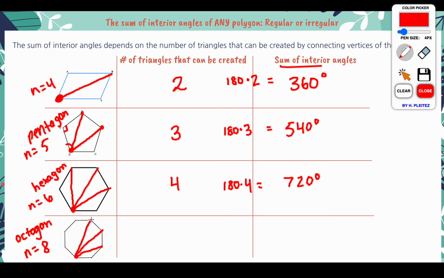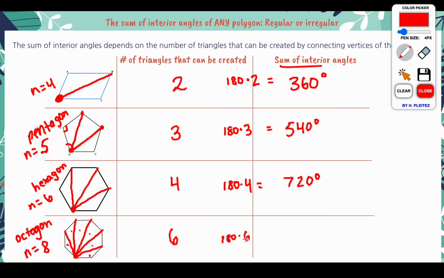If we take a look at the number of sides and the number of triangles that were created, like for a pentagon, there are 5 sides, but 3 triangles were created. In a hexagon, there were 6 sides, but 4 triangles created. So I'm going to predict that the number of triangles is 6. Let's take a look. I can connect here, and I can connect here. Let's count those: 1, 2, 3, 4, 5, 6. Look at that.